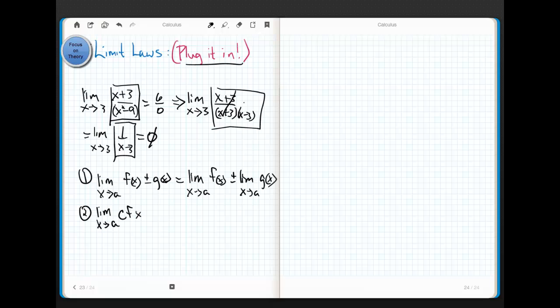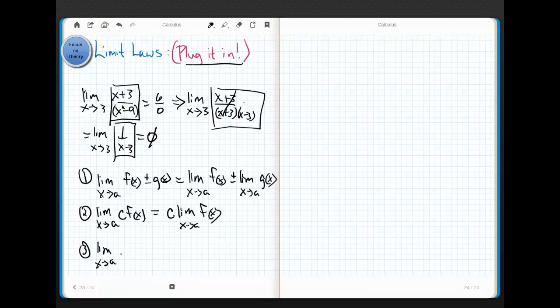The limit of a constant times a function is just equal to the constant times the limit as x approaches a of the function. In other words, constants just get pulled out. That's really vitally important.